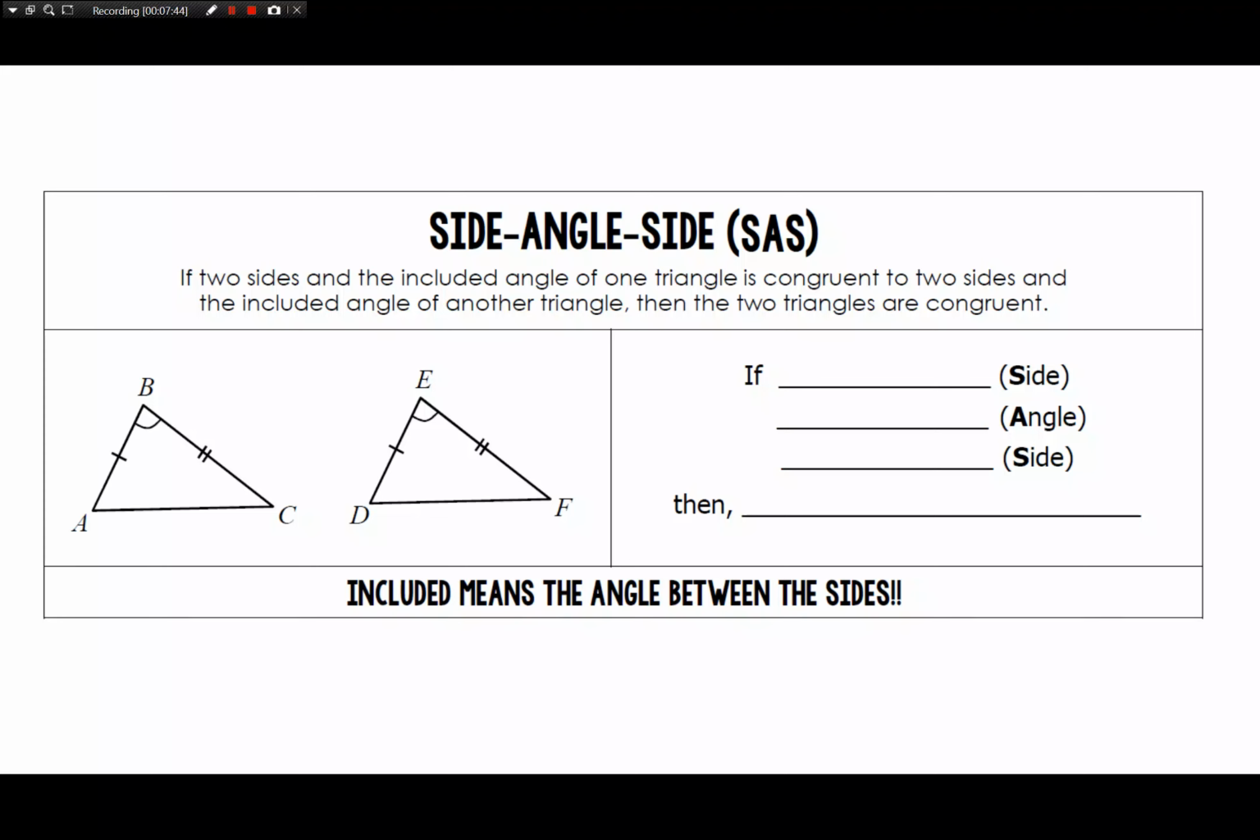For example, this one we have if segment AB is congruent to segment DE and angle B is congruent to angle E, and segment BC is congruent to segment EF, then triangle ABC is congruent to triangle DEF. Again, whenever we're doing this, we have to have the side next to an angle next to a side.